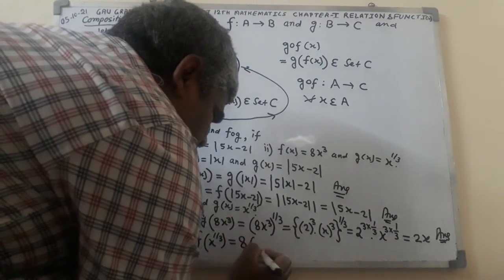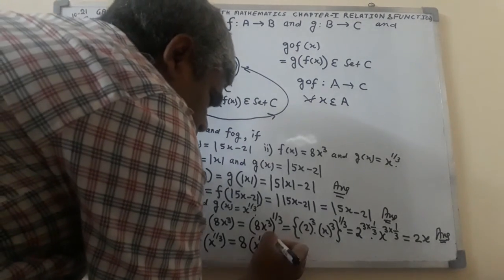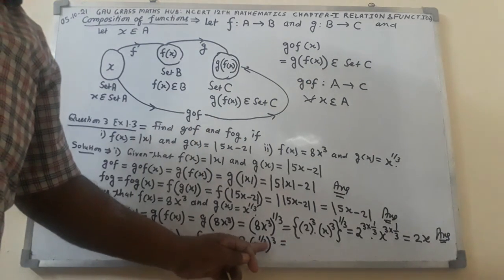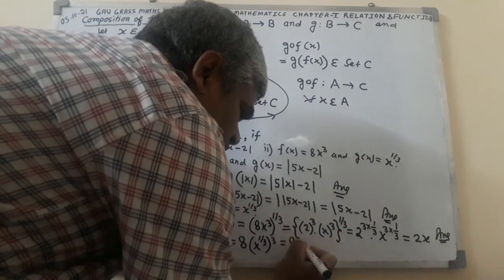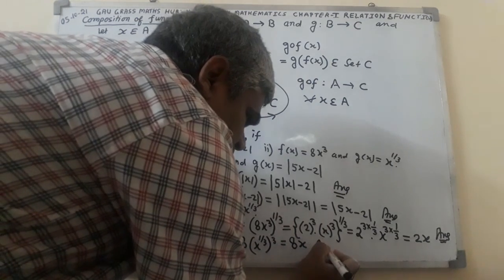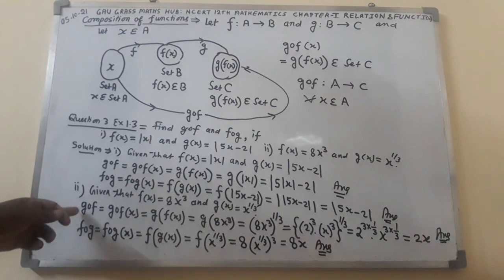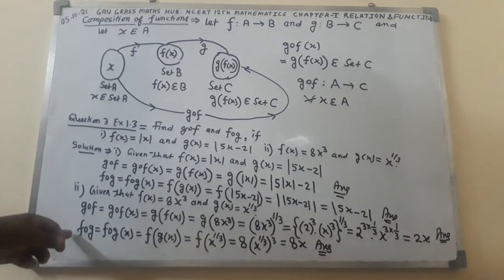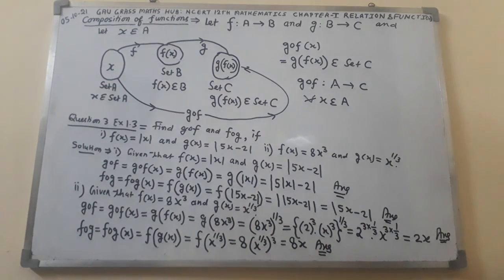In place of x I shall write x raised to the power 1 over 3, whole cube. We will get here 1 over 3 will multiply to 3, comes out to be 1. So here we will get only 8x. That will be the correct answer. G of f, we have got 2x. F of g, we have got 8x. That will be the correct answer. The answers we have got.